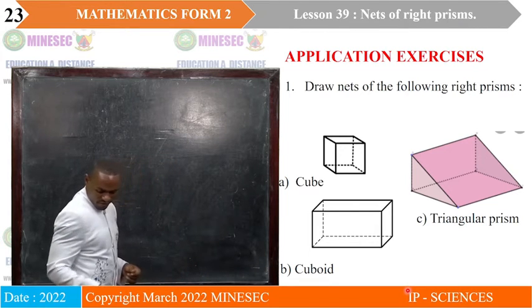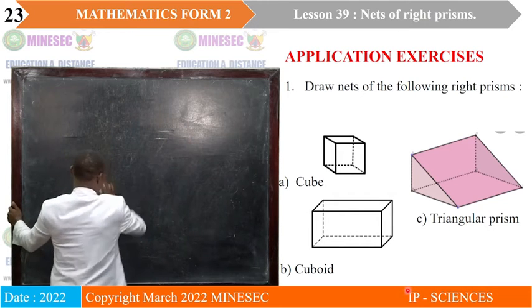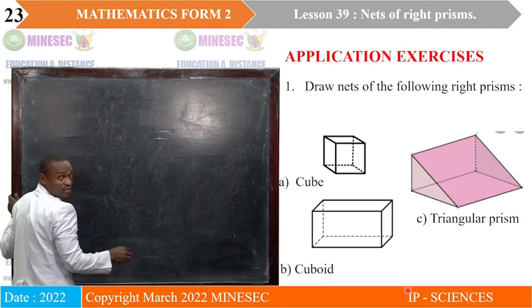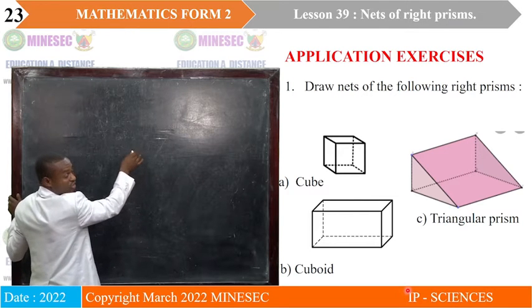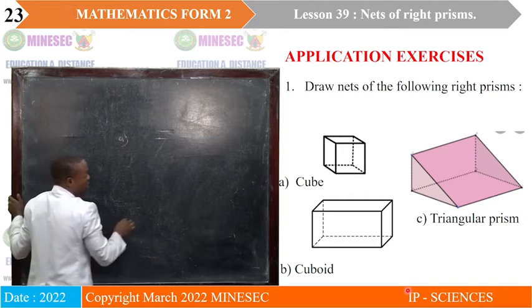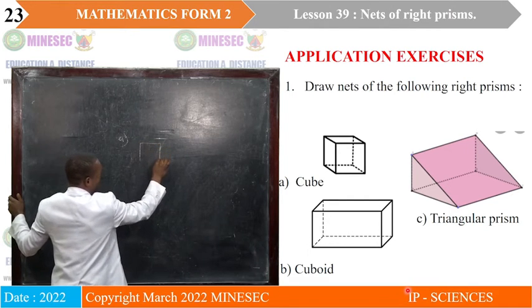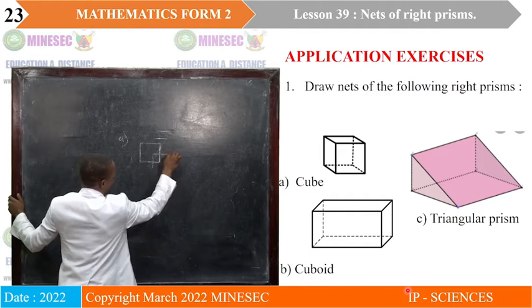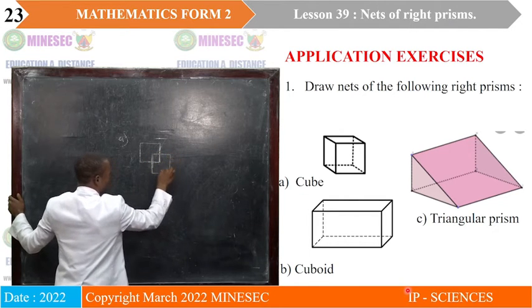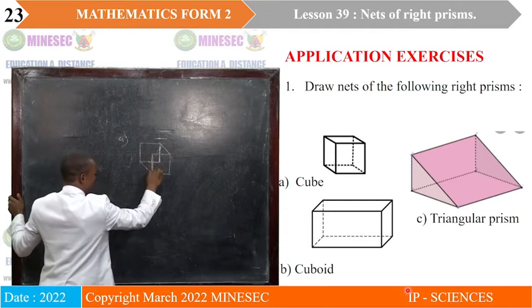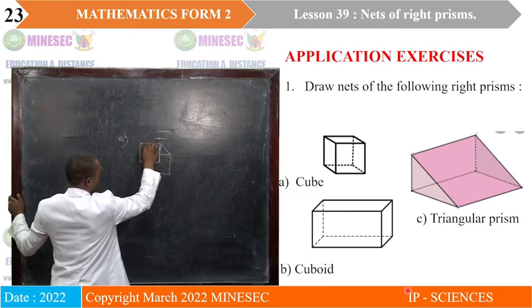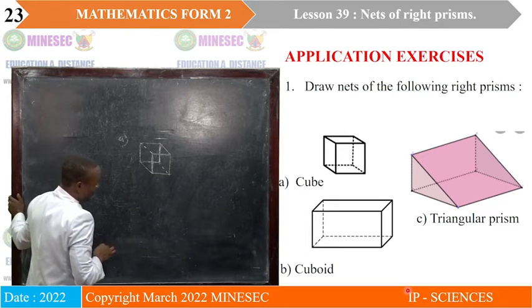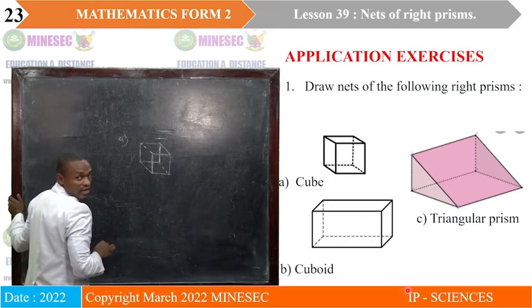So please, observe how we are going to get the diagrams representing the nets of each of those right prisms. A, we have a box, a square box. Let's suppose that what I am drawing here is actually a square box. And if this is our square box, we are asked to display the net of each of them.